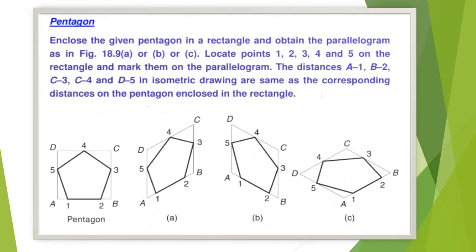Enclose the given pentagon in rectangle and obtain the parallelogram as shown in the figure. Locate points 1, 2, 3, 4, 5 on the rectangle and mark them on the parallelogram. Plot the distances A1, B2, C3, C4, and D5 as in rectangle to parallelogram. And complete the isometric drawing.